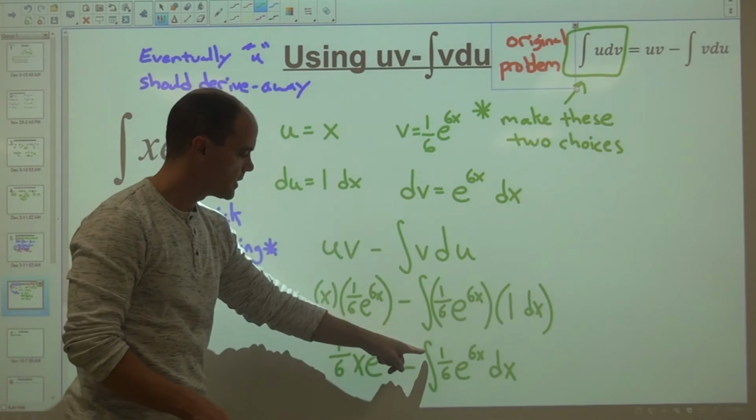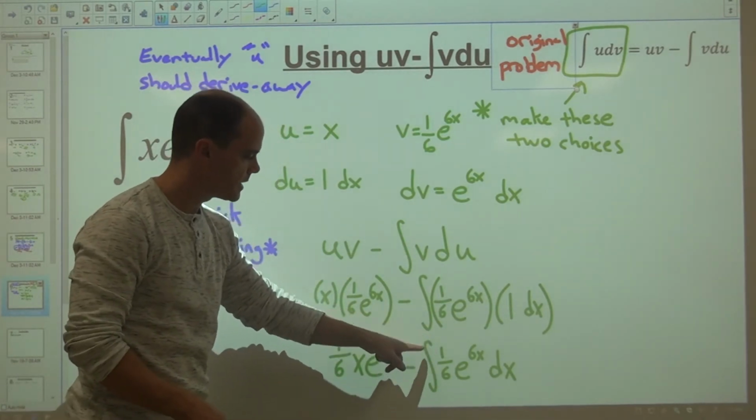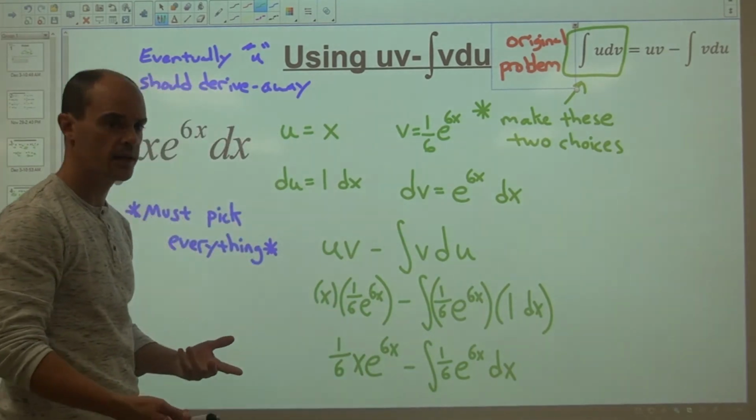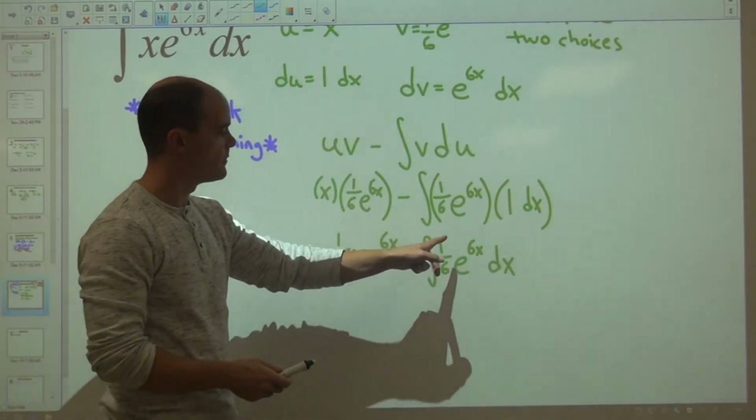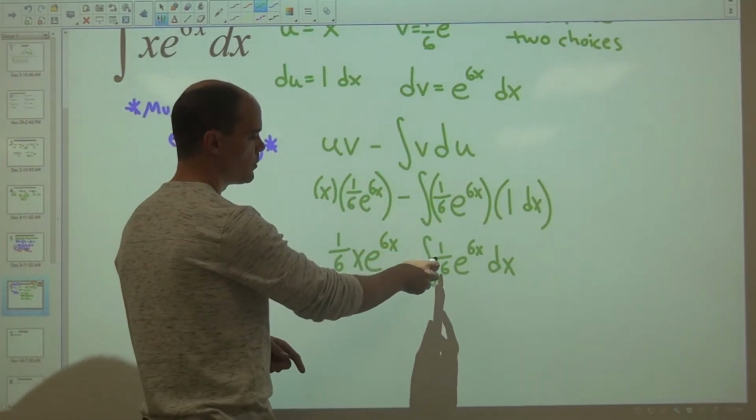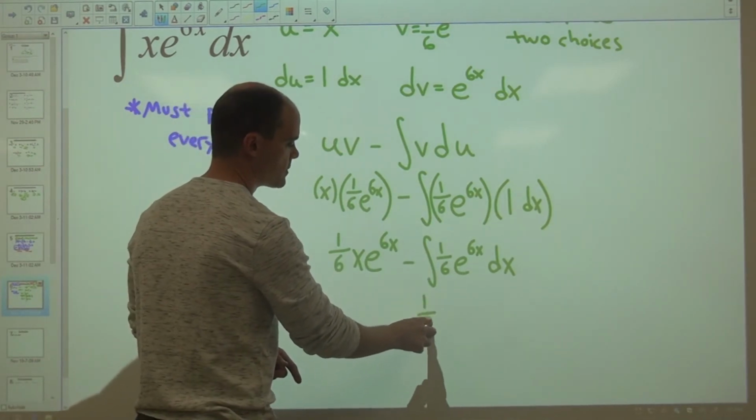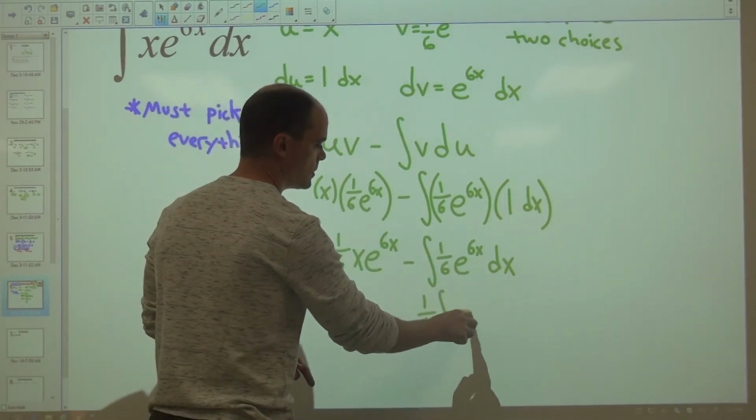This is still telling us to do something. It says take an antiderivative. We still have to take the antiderivative. So I take an antiderivative of this. I'm going to pull the 1/6 in front of this, so I'm only left with this.